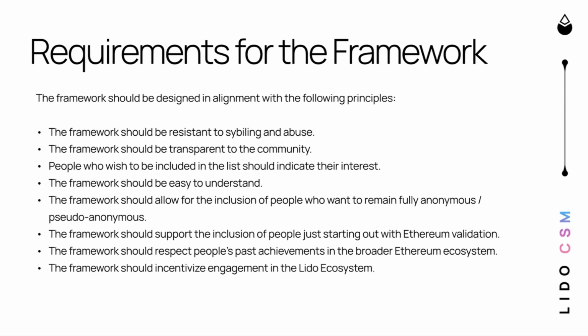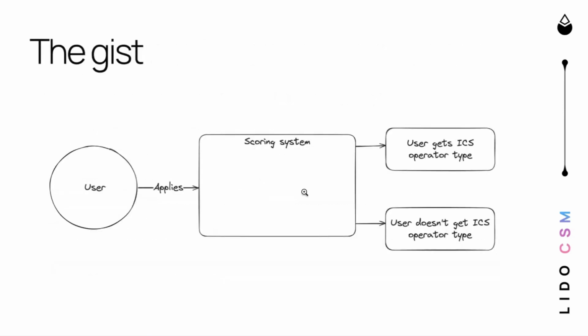All right, so next up, we are going to the gist of the framework and how it actually can work. The proposed framework is based on a scoring system, where the score that a user can get acts as an entry ticket or entry gate to the identified community stakers list, which we have as ICS here.